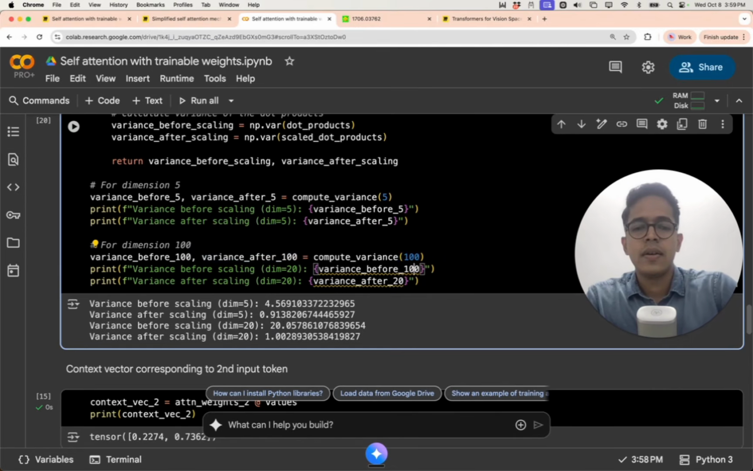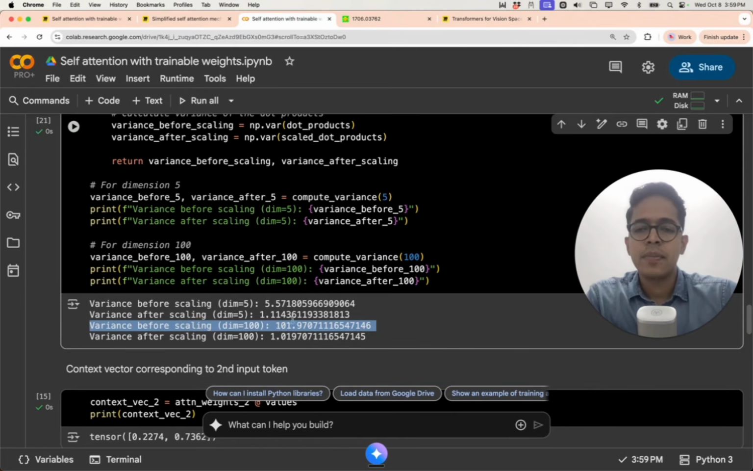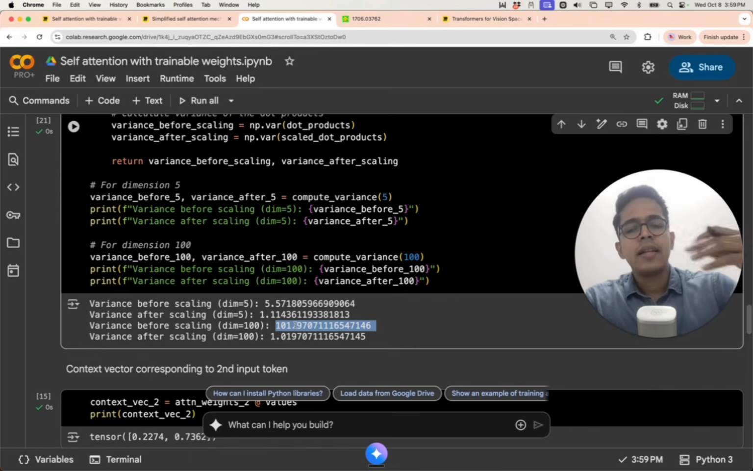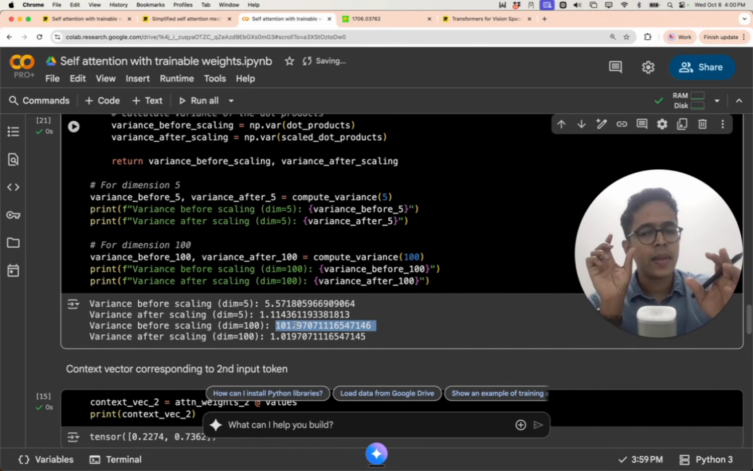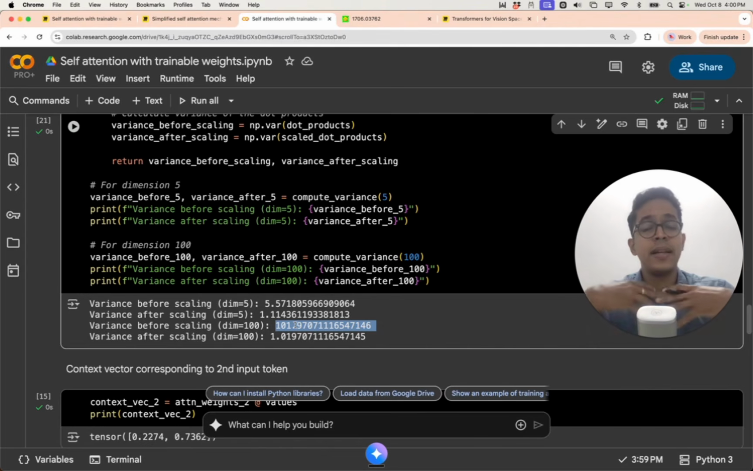I can simply change these numbers to 100. So now the dimensionality is 100. See, my variance before scaling has now become on the order of 100. So as the dimensionality increases, the attention scores, which are the dot product between query and key, experience so much variation, which is not good for LLM training. What I want is some stability. I don't want these numbers to experience such highly scalable variance with respect to the dimension of the key query value space.